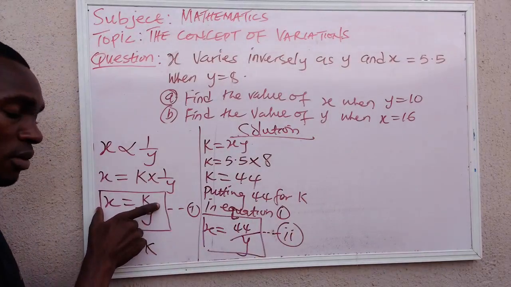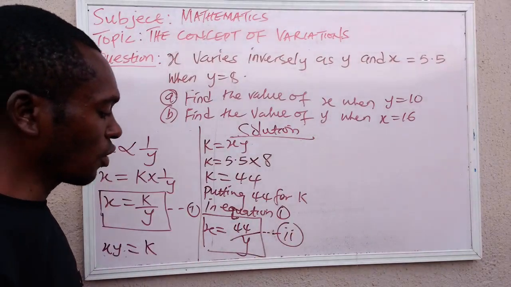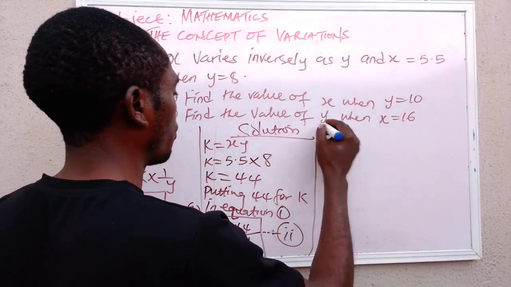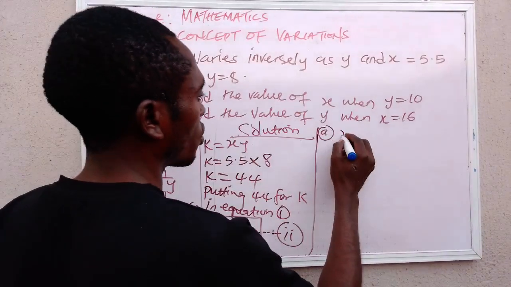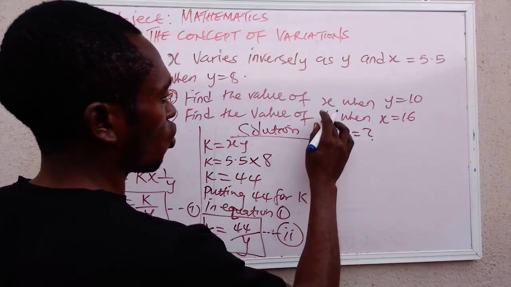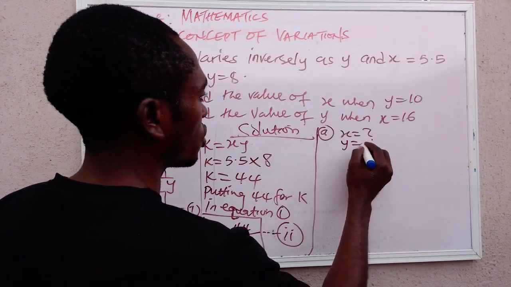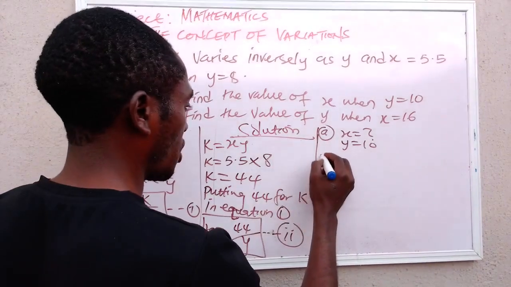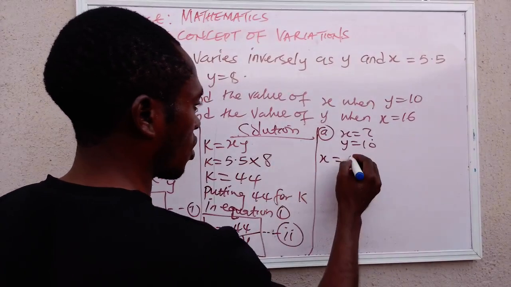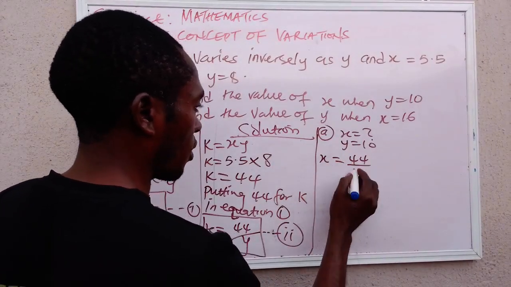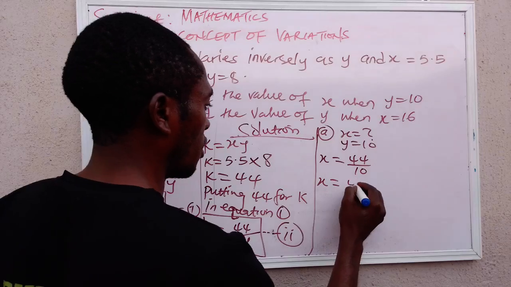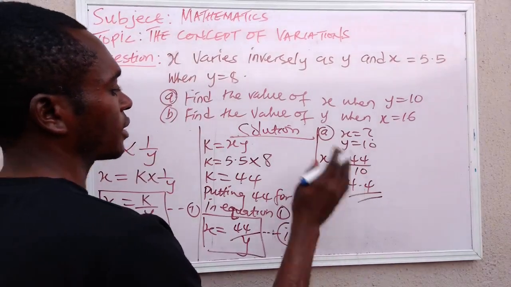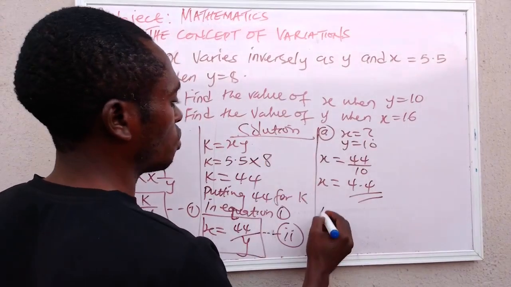So from here we got that. If you have done that, the next thing is you can begin solving your question. For A, find the value of x when y equals 10. This is what we're going to use to solve any question we have. We have x is what we're looking for, so x equals 44 over y, where y is 10. So x is going to be 4.4, because 44 divided by 10 is 4.4. So x is 4.4.